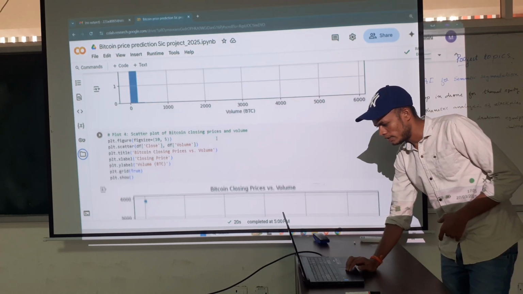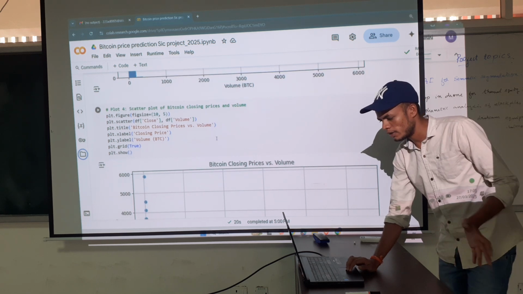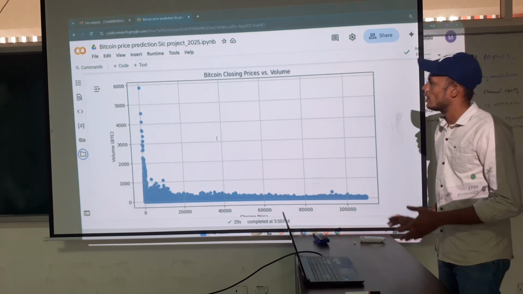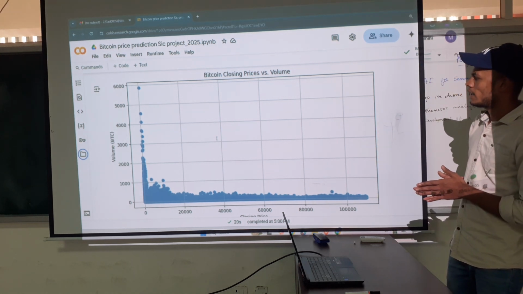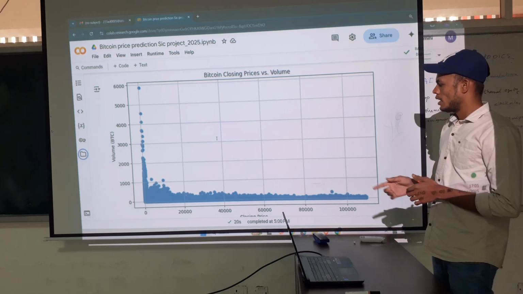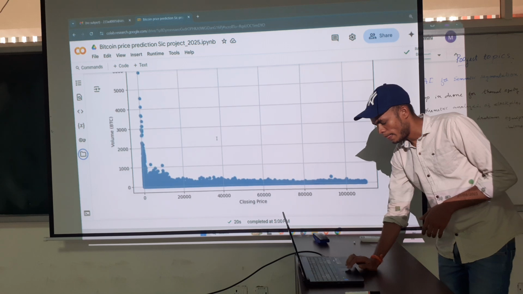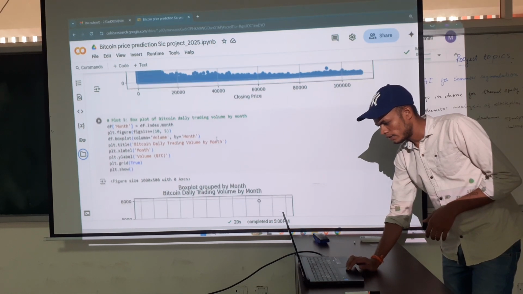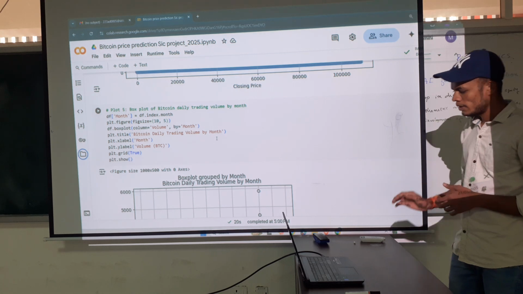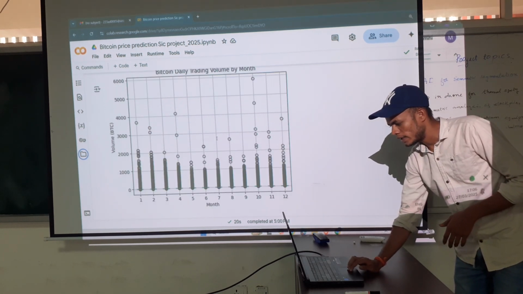This is the scatter plot of Bitcoin closing prices taken with the volume. On the y-axis we have taken volume, and on the x-axis we have taken the closing price of the Bitcoin. And this is the box plot of the Bitcoin daily trading volume by every month, and this is how the outliers look in the graph.